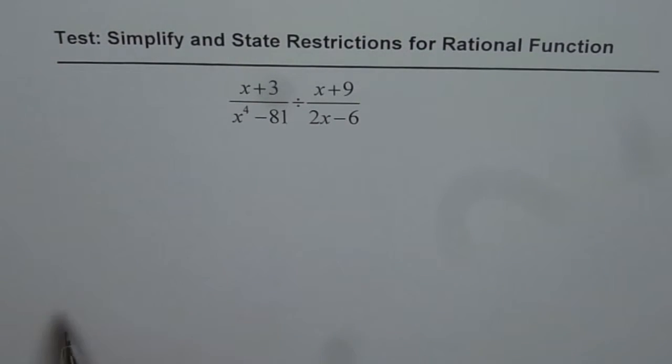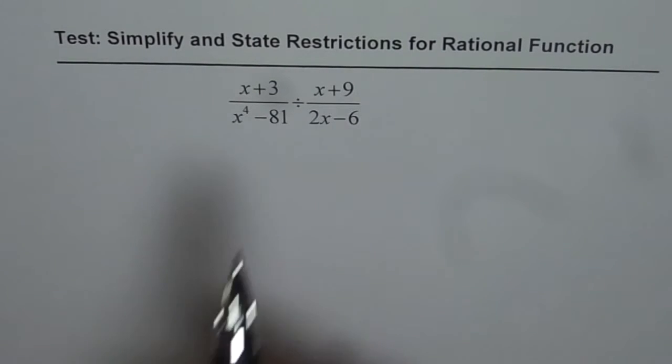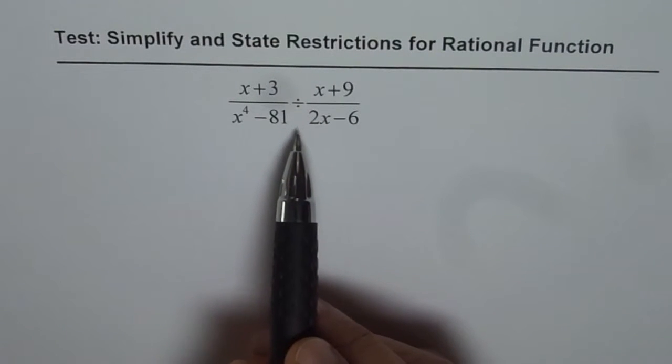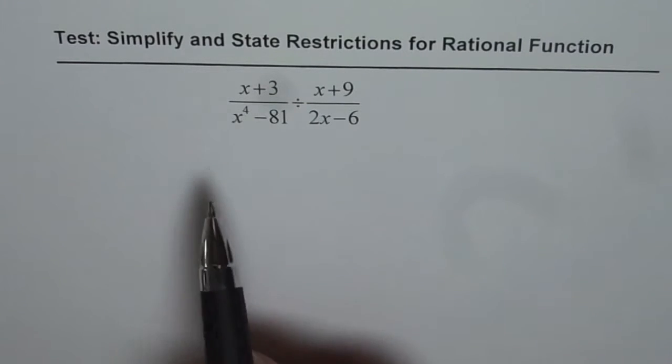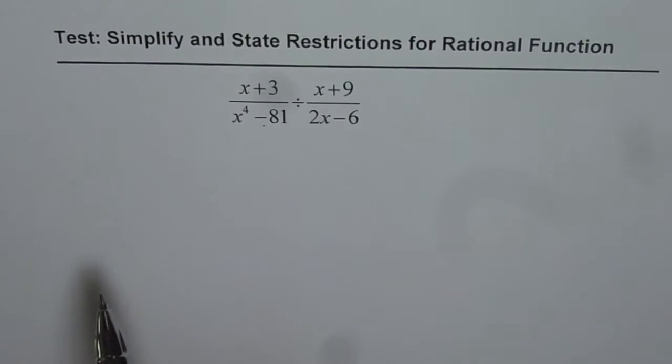Now to simplify this rational expression, we should factor, correct? So let's factor. Now remember, division is the same as multiplication by the reciprocal. Now when the statement is given like this, the restrictions will be that the denominators cannot be 0, right? So let's start with restrictions.